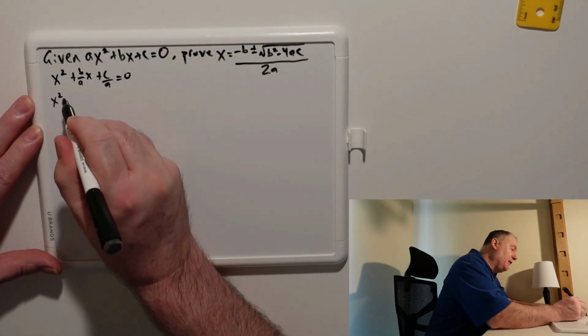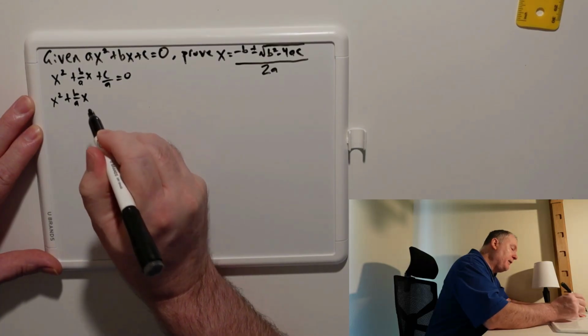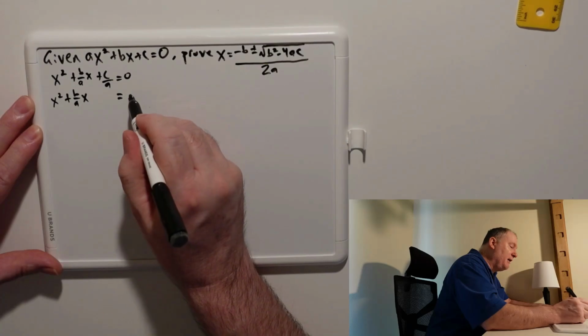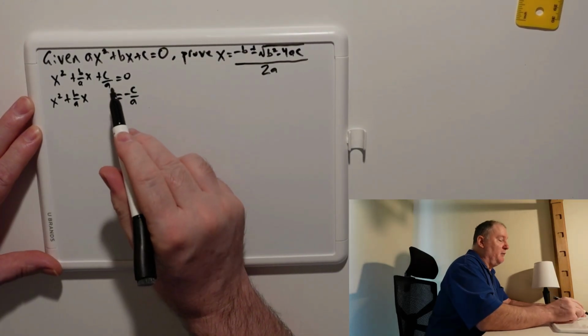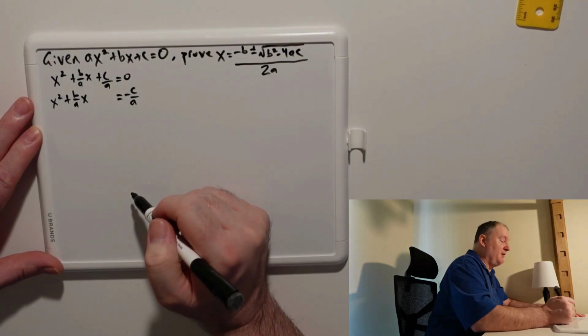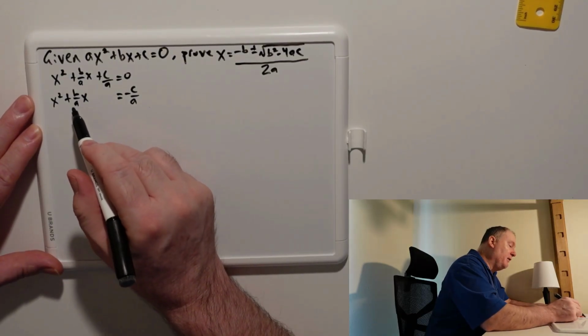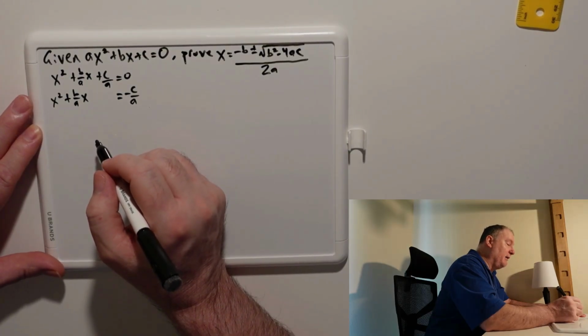So then we get x squared plus b over a x. I'm going to leave some room because I'm going to be completing the square. So minus c over a. If you move something to the other side, you change its sign. Then we take half of the b term and we square it. That's called completing the square.